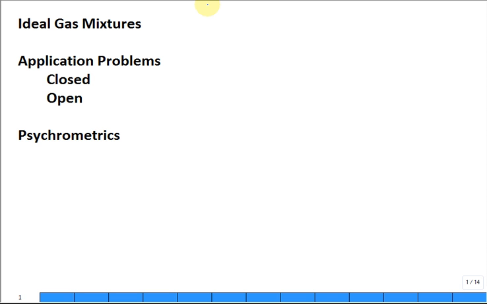We're into the second half of this chapter on ideal gas mixtures. The first half was just general ideal gas mixtures. Now it's specifically dry air and water vapor. Psychrometrics, the study of moist air.